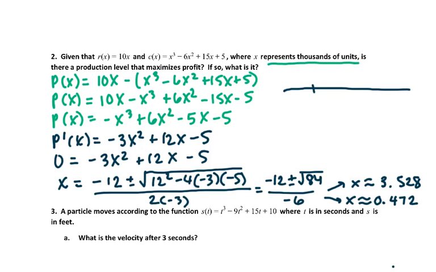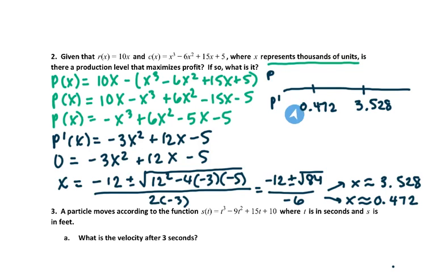So we have 0.472 to check on, and we have 3.528 to check on. And this is for p prime to see what's going on with p. All right, and this is one where I would probably use a calculator to help me out since we didn't factor it, but we could also just try to use easy test points.